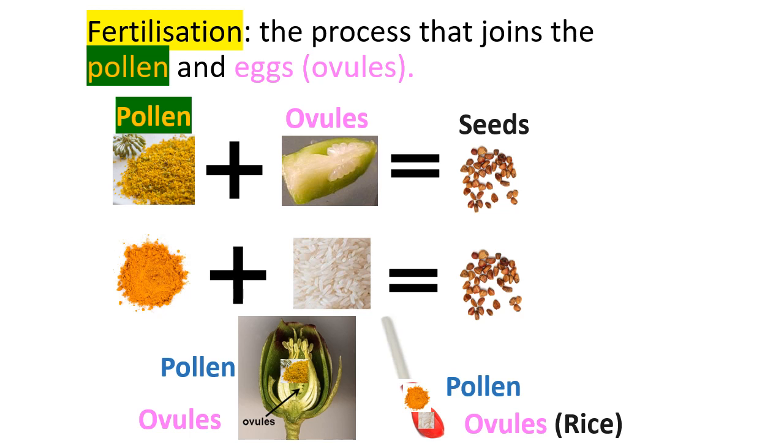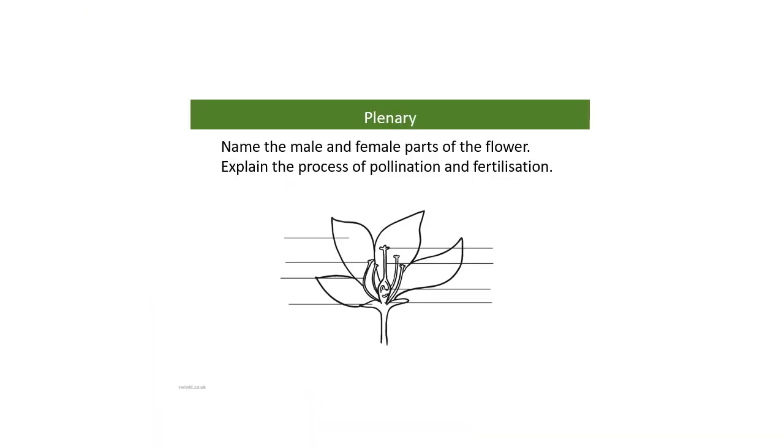Fertilization. Fertilization is the process that joins the pollen and the eggs. Okay, and that leads to seeds being made. So once the ovules are fertilized, they make contact with the pollen, they can create seeds. Can you name all of the male and female parts of the flower and explain the process of pollination and fertilization? Look at the slides to help you.